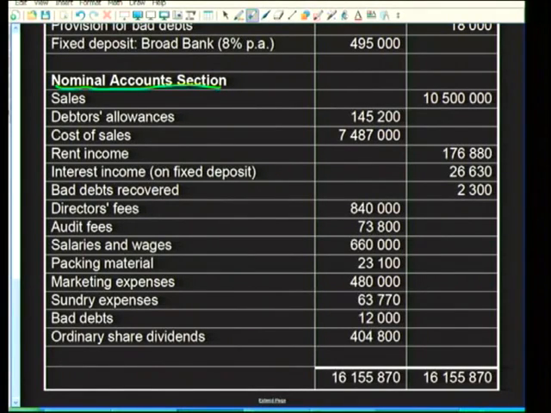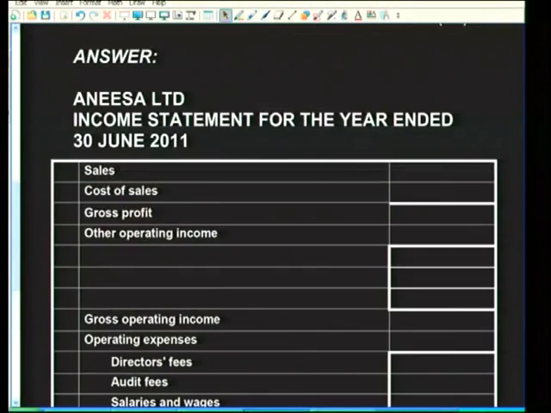So what you should do now is first write all of these numbers in the nominal account section in the correct place in the income statement, opening brackets as is required. So for instance, I'm going to take the sales number of 10,500,000 and I'm going to write it over here, 10,500,000, opening the bracket so that every number is already in the correct place. Now that is going to take you a bit of time, so maybe get started on that, and we'll come back after the ad break.